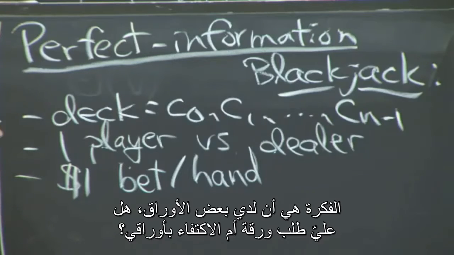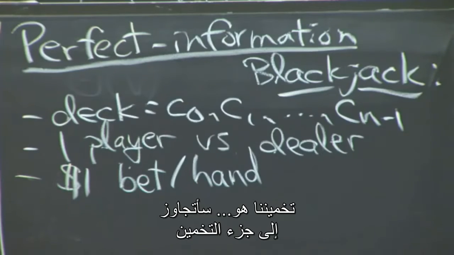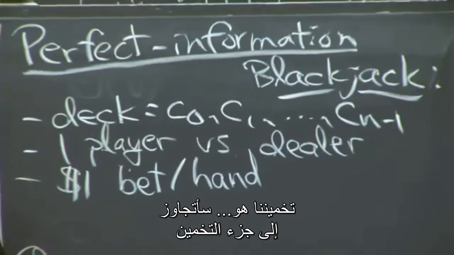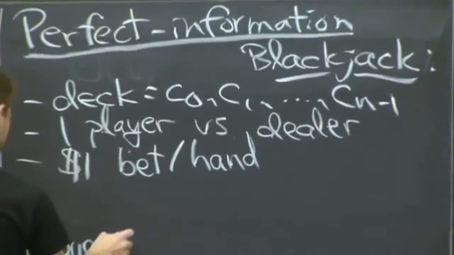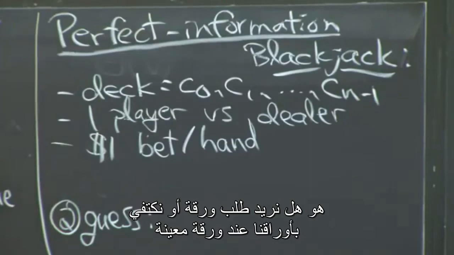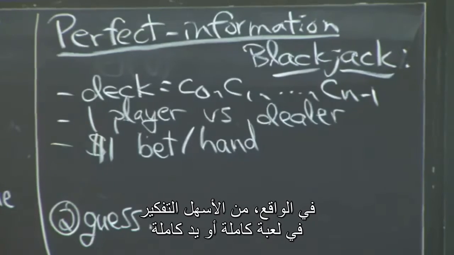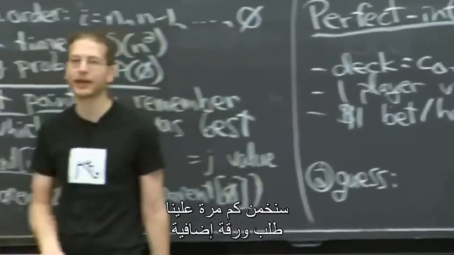So the idea is I have some cards. Should I hit or should I stand? I don't know. I'll guess. So our guessing, let's jump ahead to the guessing part, is whether we want to hit or stand given a card. Actually, it would be easier to think about an entire play, an entire hand. We're going to guess how many times should I hit.